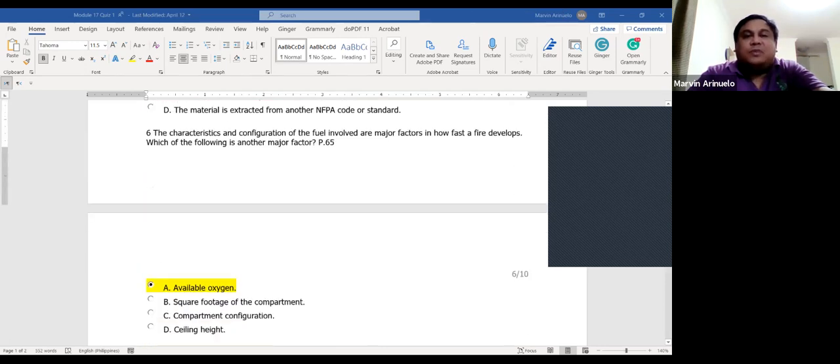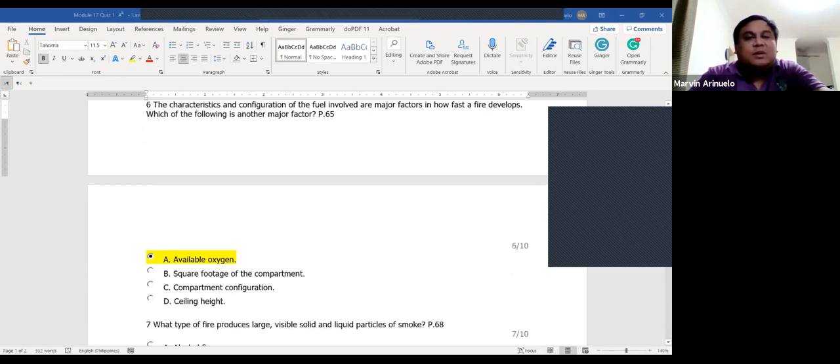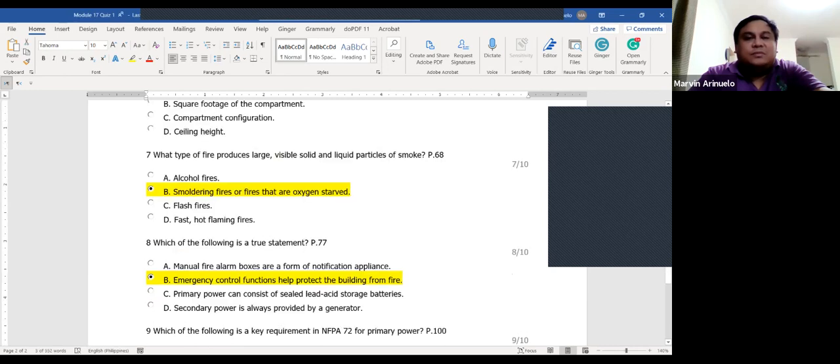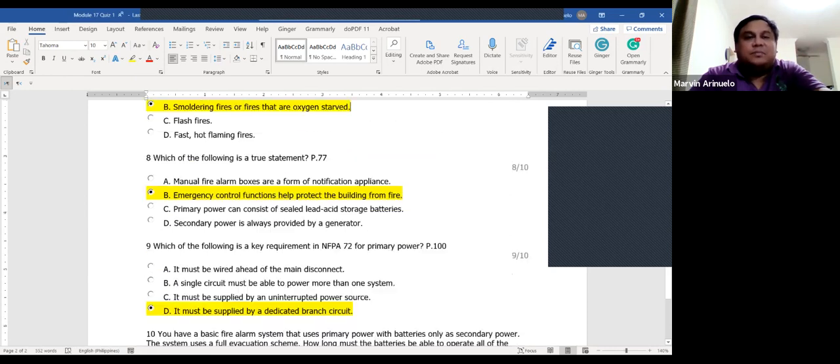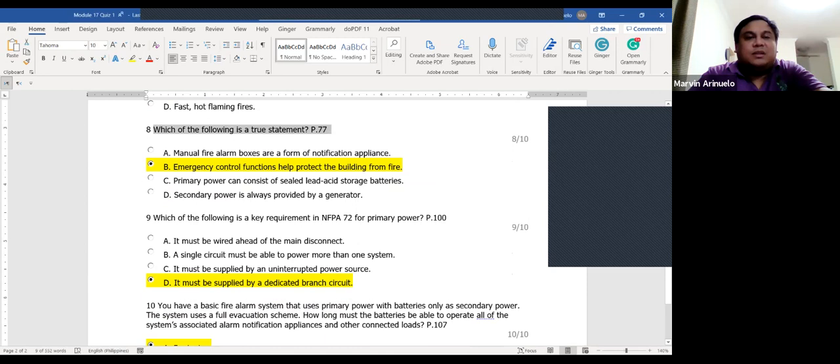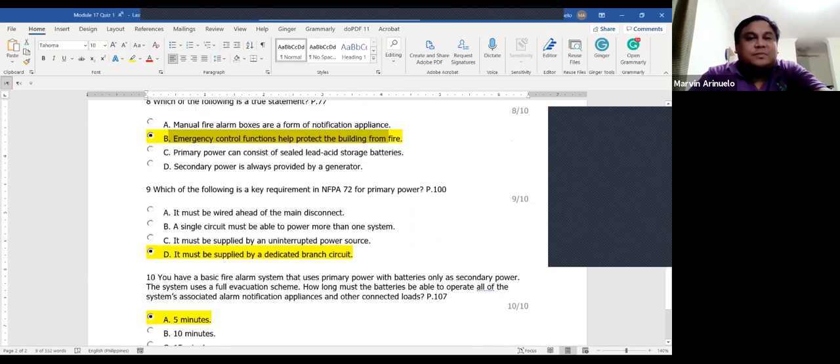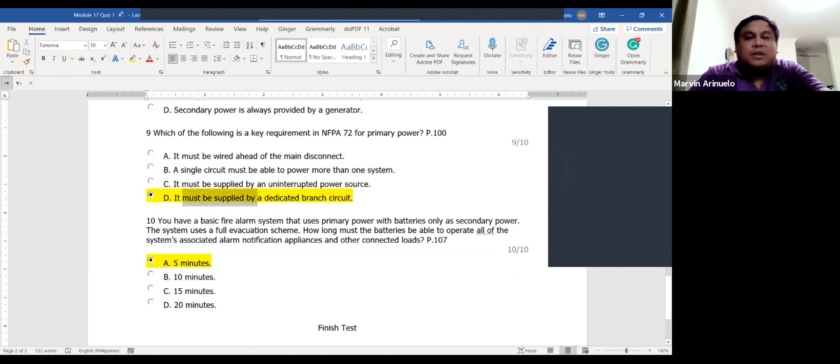The characteristics and configuration of fuel involved are a major factor in how fast fire develops, based on the available oxygen. What type of fire produces large visible solid and liquid particles of smoke? Smoldering fire or fire that is oxygen starved. Which of the following is a true statement? Emergency control functions help protect the building from fire. And which of the following is a key requirement in NFPA 72 primary power? Must be supplied by a dedicated branch circuit.